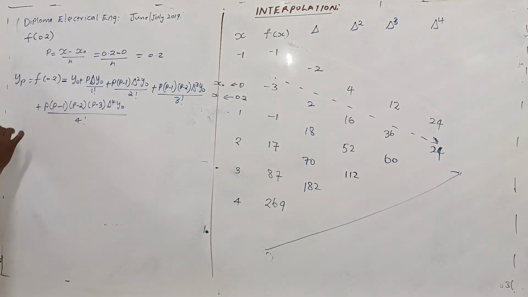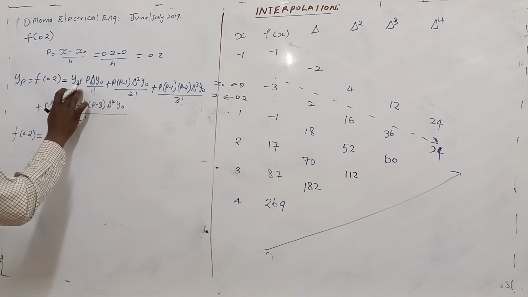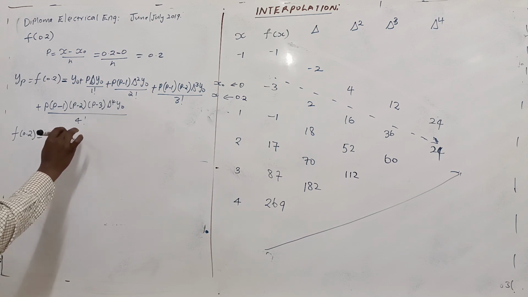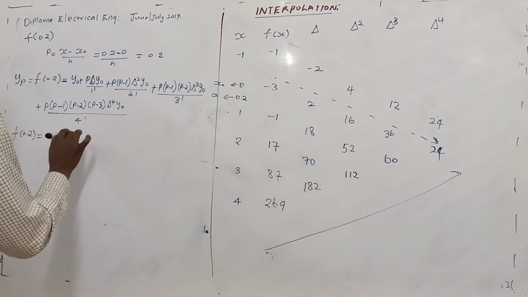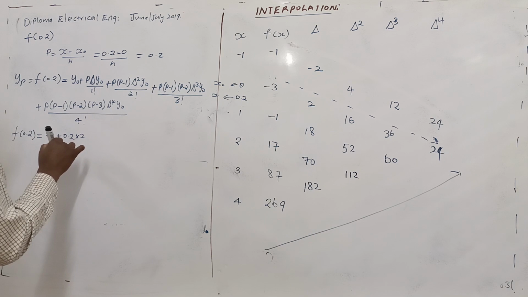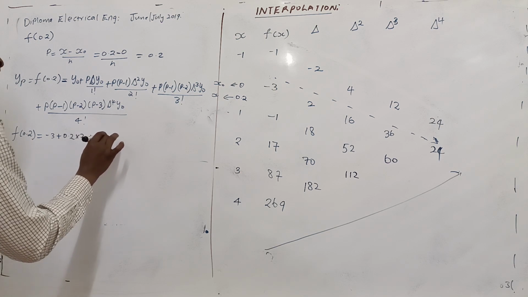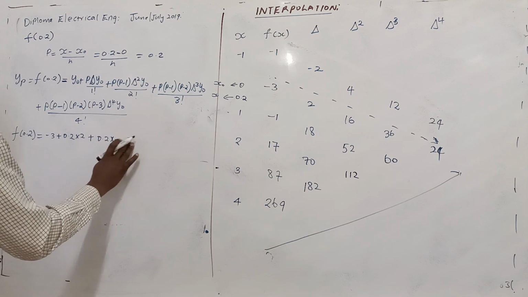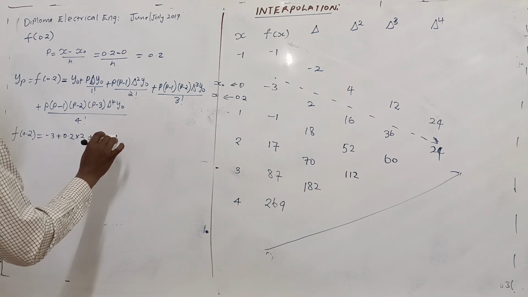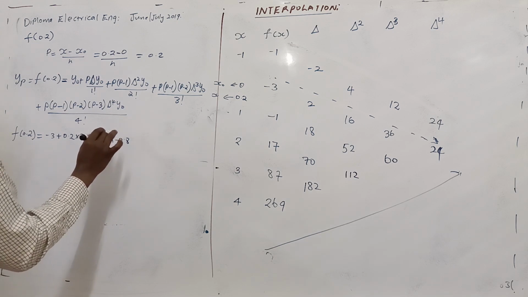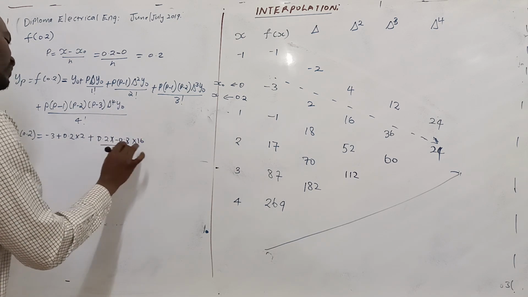So our yp, which is f of 0.2, is equal to y naught, which is negative 3, plus p, which is 0.2, times the first forward difference, which we are using from this line here, over 1 factorial, which is 1, plus p, which is 0.2, times p minus 1, which is 0.2 minus 1, which is negative 0.8, times the second forward difference over there, which is 16, over 2 factorial.